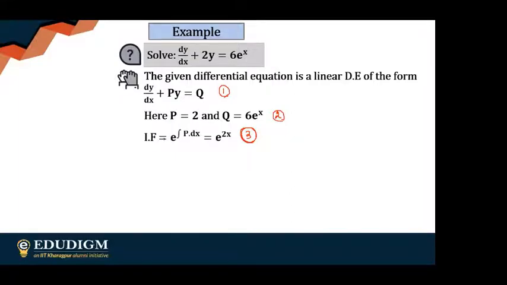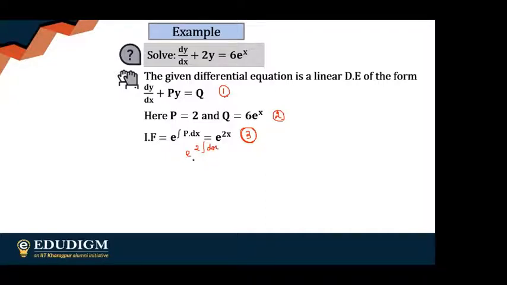Integrating factor. Integrating factor will be, how do you find this out? So look at this algorithm here. E to the power p dx. So what was p? P was actually 2. So this is 2 dx. So I can take this 2 outside.